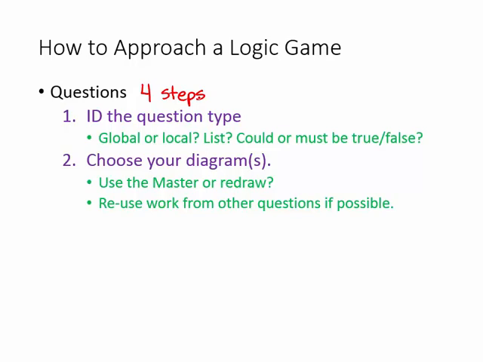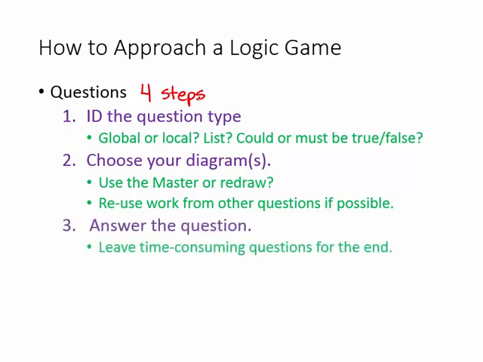If it's a high-level difficulty question, you're going to want to reuse work from other questions that have already shown you something about the possible outcomes. Step 3, answer the question. Once you've chosen your diagram and drawn it out completely, it should actually be very easy to find the answer choice that matches. Just keep in mind that if it's a high-level difficulty question, something that looks like it's going to be time-consuming, you probably want to leave it for the end of the game at the very least, maybe even for the end of the whole section if you don't really need that point to hit your score goal.